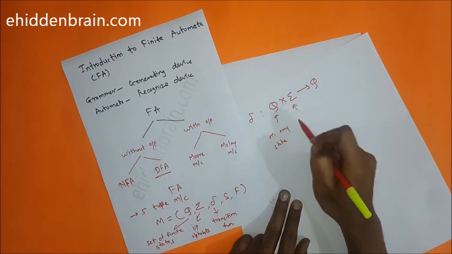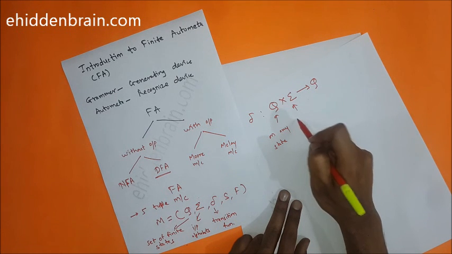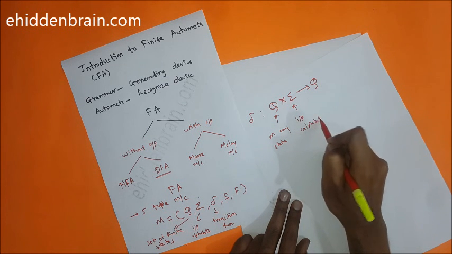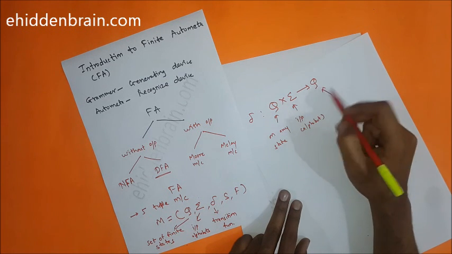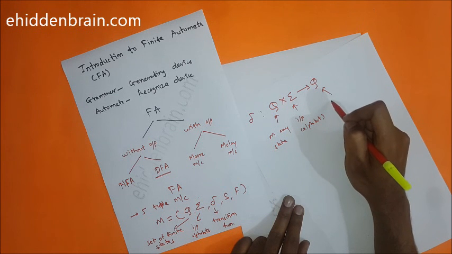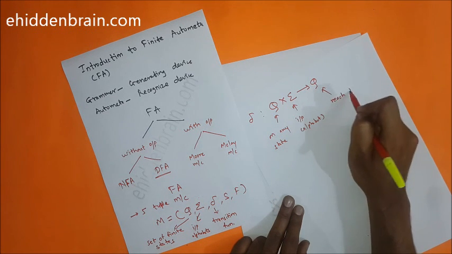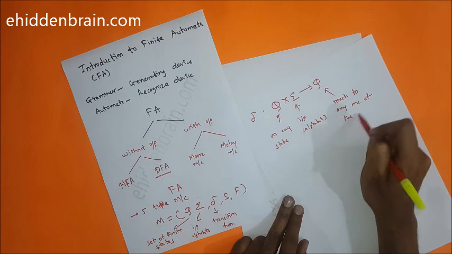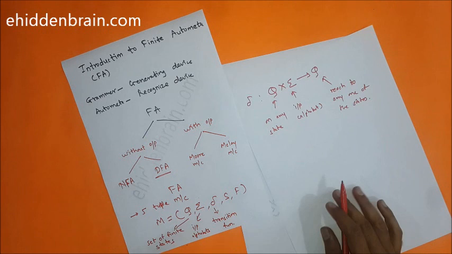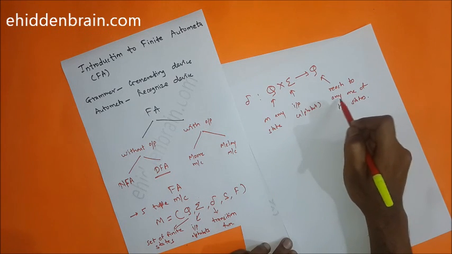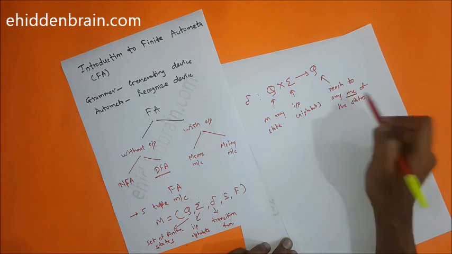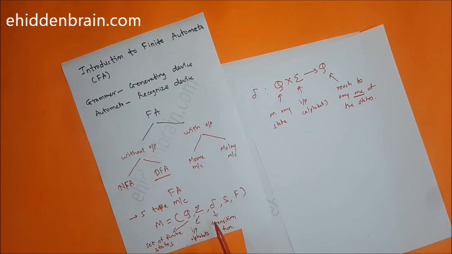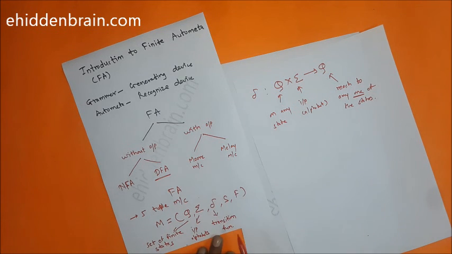It means on any state, if there is an input alphabet as input, then I will go to the next state. I will reach any one of the states, right? And in terms of NFA, it might be more than one state. Let's discuss NFA and DFA afterwards. So this is what a transition function is denoted by.